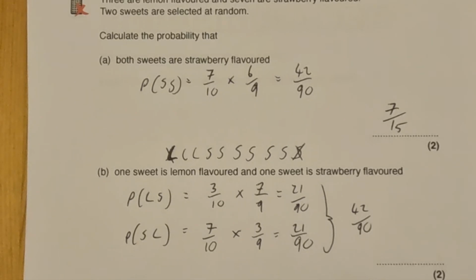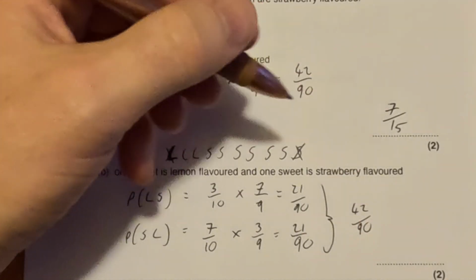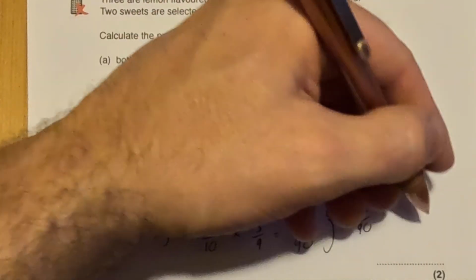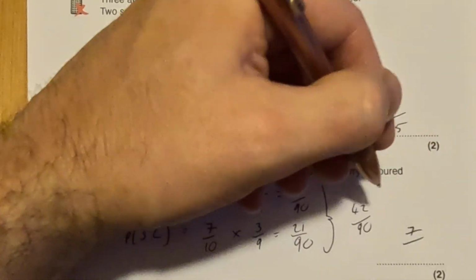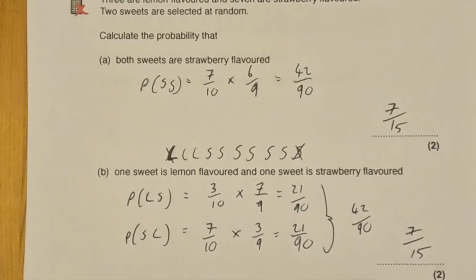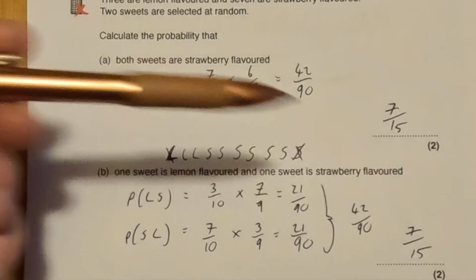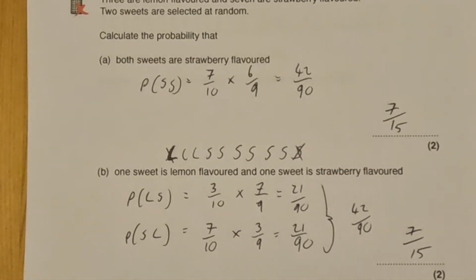And again, we haven't been asked to, but we could cancel this down. Both of those numbers are divisible by 6. 42 divided by 6 is 7, and 90 divided by 6 is 15 again. So the probability of getting 1 sweet that's lemon flavoured and 1 sweet that's strawberry flavoured would be 7/15. And that's it. Okay, let's look at our next question, question number 2.